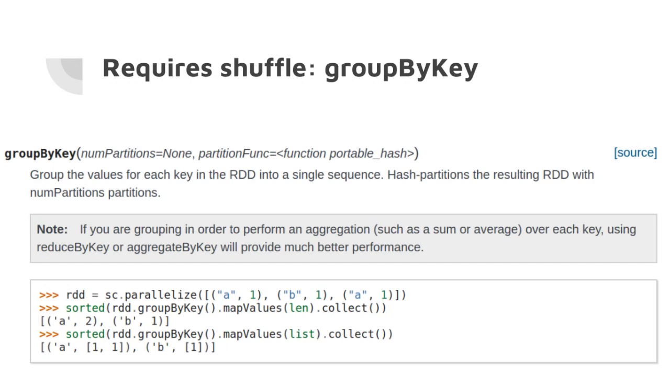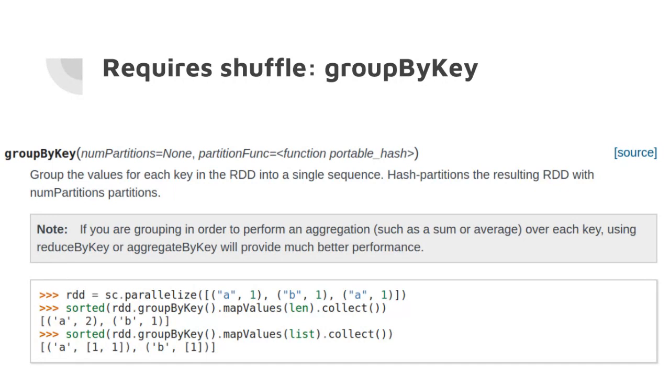Then we have group by key. In the example code shown below, we again create an RDD, so a distributed collection of data, in this case of key value pairs: the key is A with the value 1, then B with the value 1, and A again with the value 1, and then we group by key.